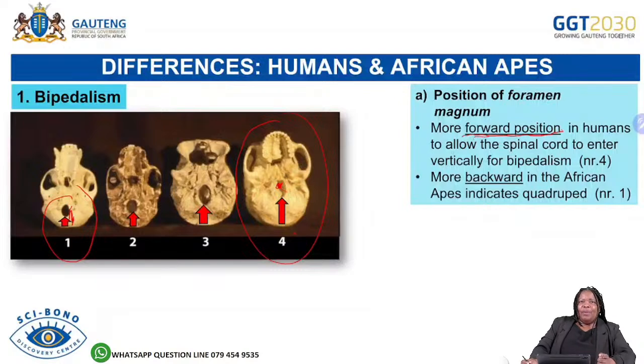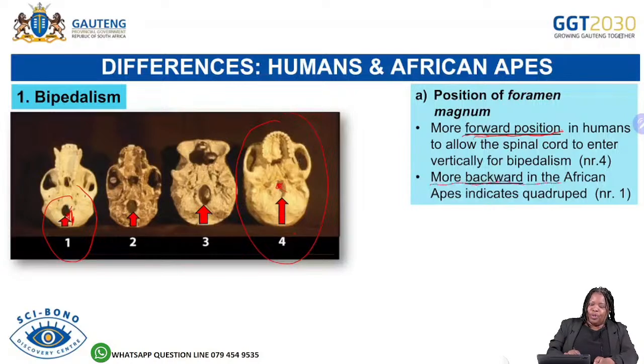Looking at the foramen magnum, the spinal cord is going to fit here, and it will determine your bipedalism. It will determine that you are going to be walking, moving on your 2 legs, right? And in the case of the African apes, the foramen magnum is more backward. Here it is, it's more backward. This one is more forward.